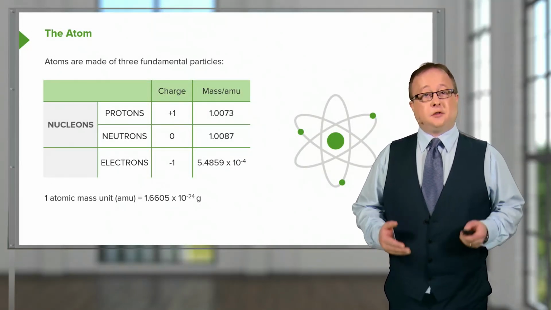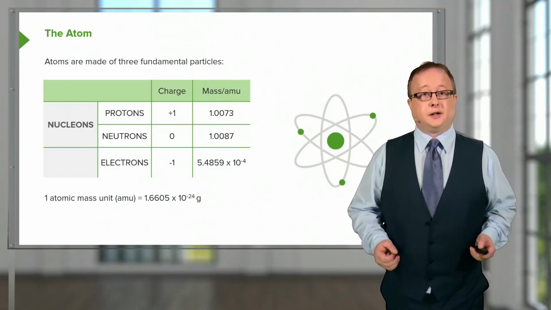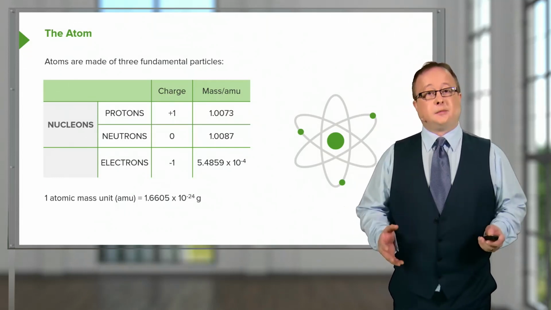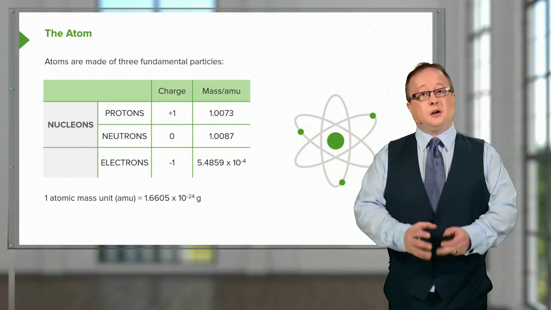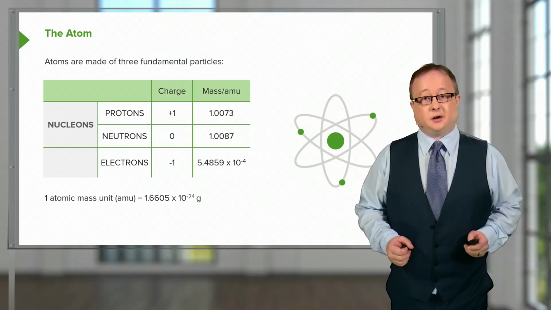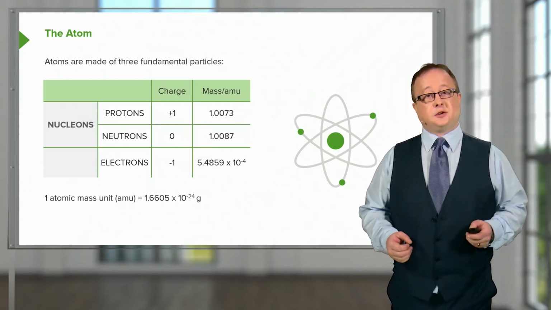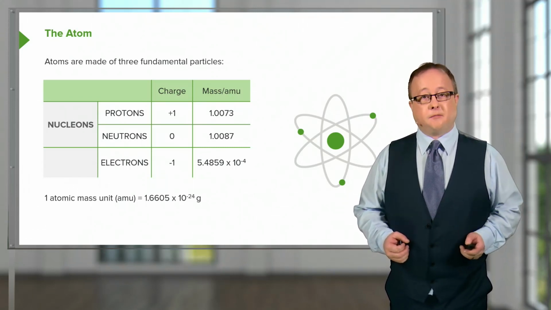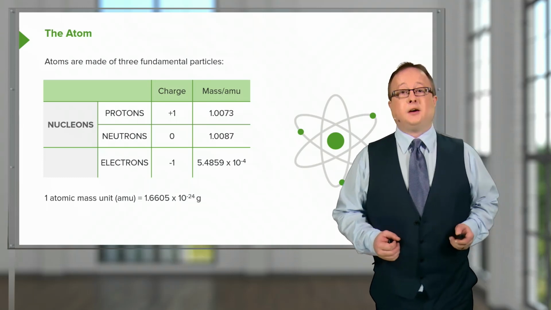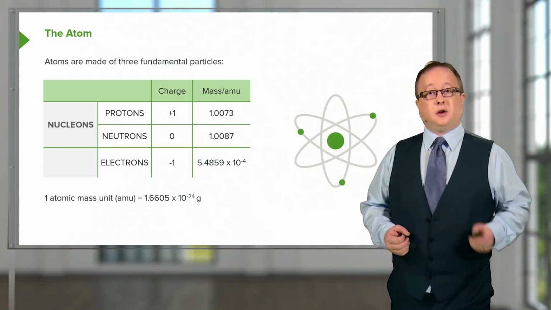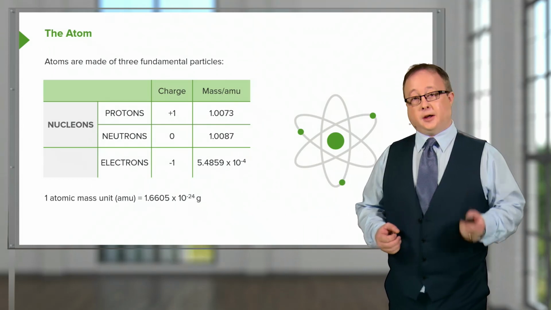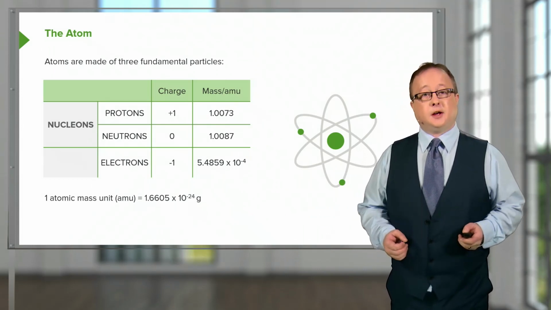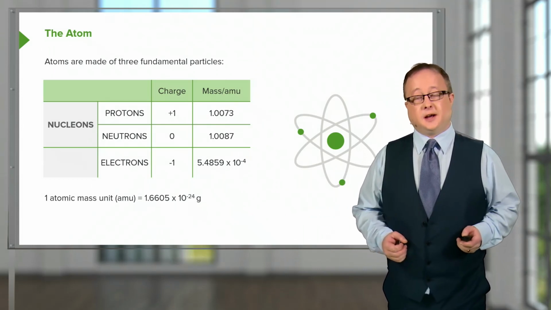The proton and the neutron are both nucleons. That is to say, they are subatomic particles which reside within the nucleus of an atom. Protons have a charge of +1, neutrons have a charge of 0. And they both have a mass of 1 atomic unit. 1 atomic unit, as you can see at the bottom of the board, is given as 1.67 times 10 to the minus 24 grams.